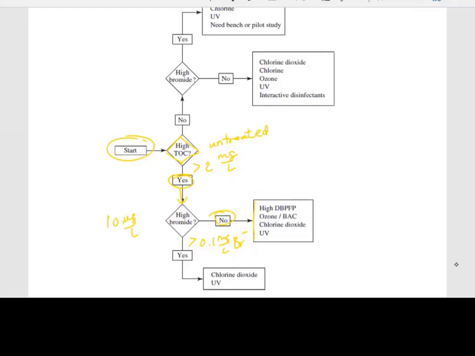What that tells us here is that we have a high disinfection byproduct formation potential because of the high organic matter. Because of that, we would want to use ozone with some sort of a biological activated carbon to reduce the potential for biological growth in the distribution system and the formation of disinfection byproducts. We could also use chlorine dioxide or UV.